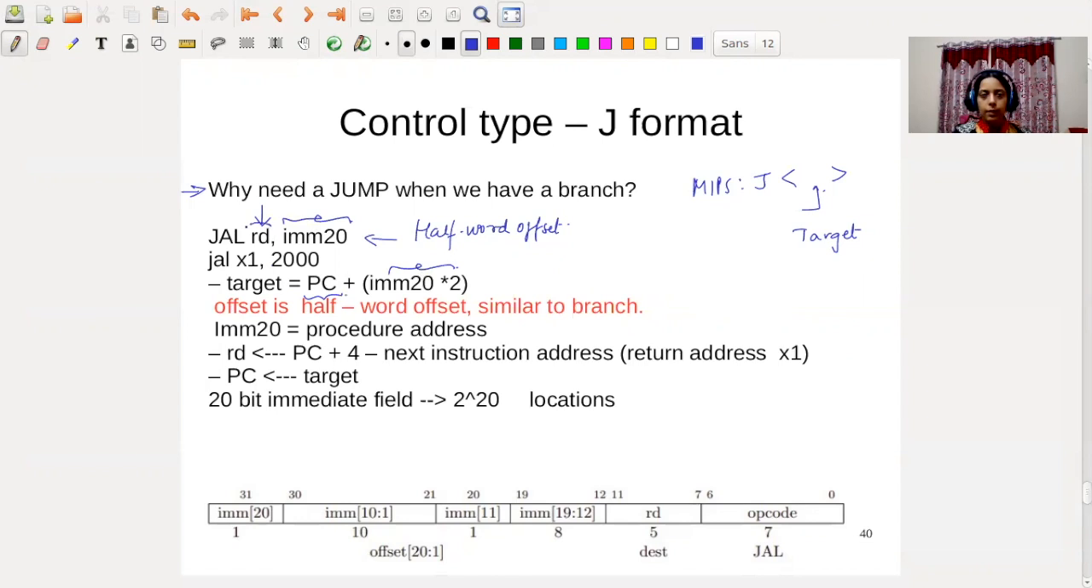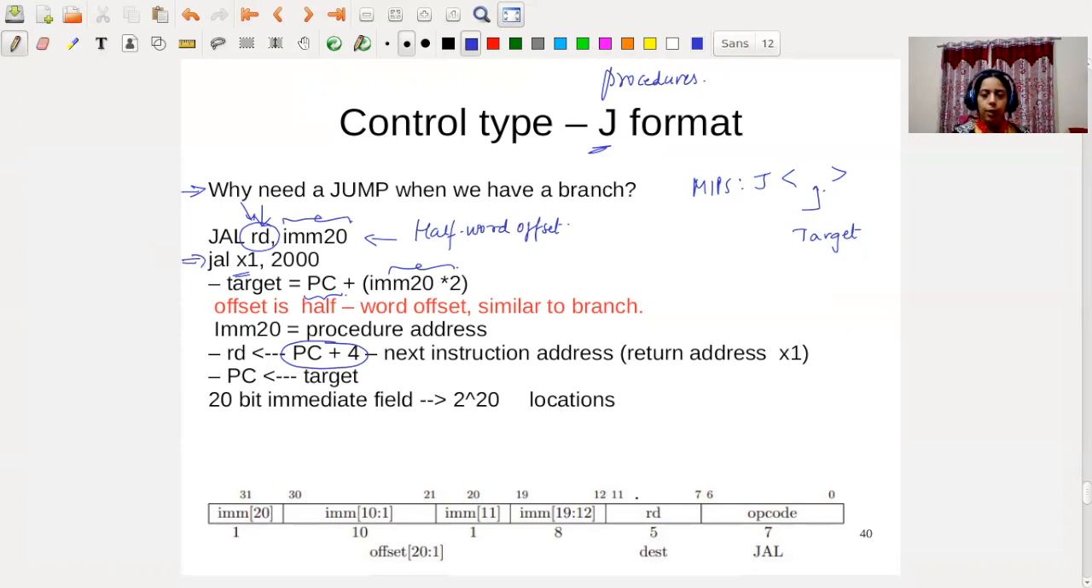And then what is the role of RD? So RD is going to contain the return address. So remember that in a branch, you're going to just branch to the target and not return back typically. Whereas in a jump, you're going to jump to a certain address and then return back because jumps are usually used for procedures or function calls. And so the return address is typically PC plus 4, that is the next instruction following the jump, and that is stored in RD or, for example, in this instruction, it is in X1.